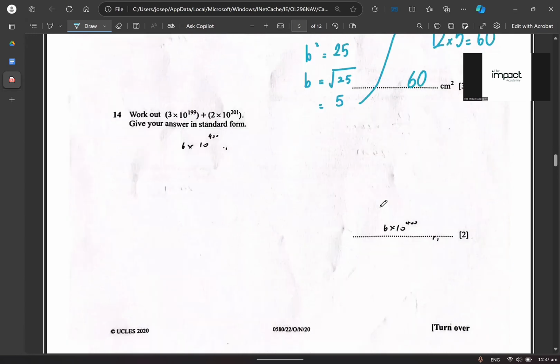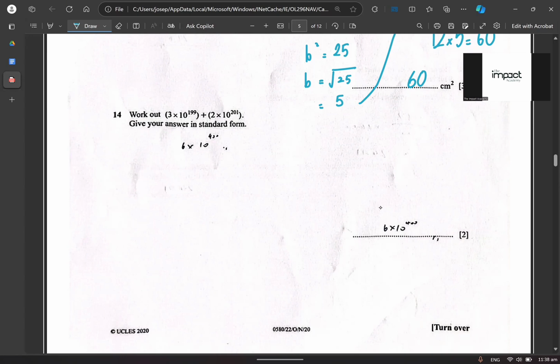Now, the next question wants us to use what? They say work out this thing, and then give your answer in standard form. What is the meaning of standard form? 9 times 10, to the power of something, right? And that something that you're going to times is called A, right? A times 10 to the power of something, correct or not? And this A has to be less than 10. Agree or disagree? Okay? First thing first, let's see what it is that we can find first.